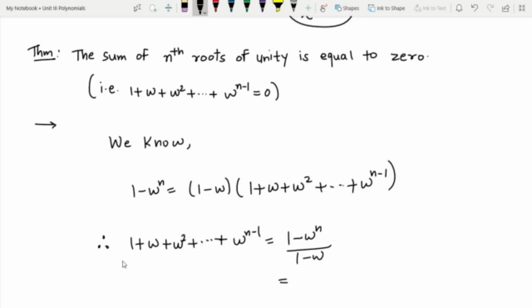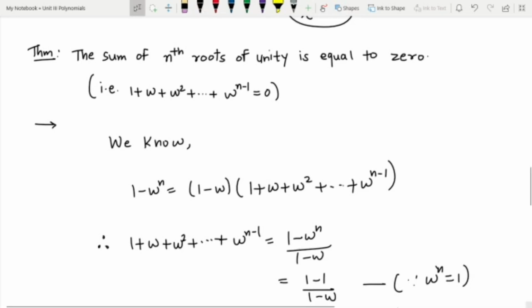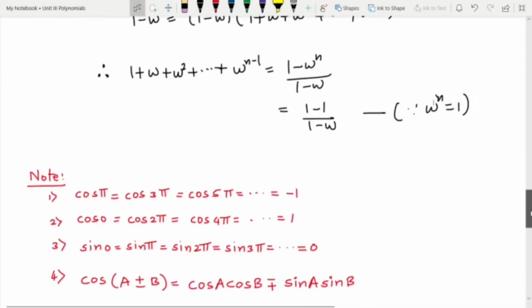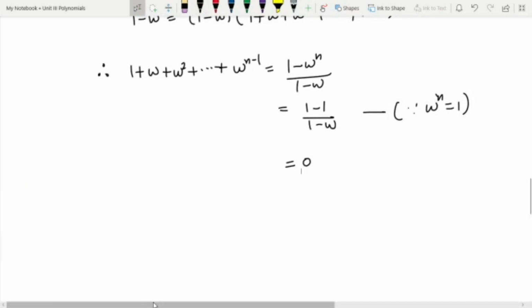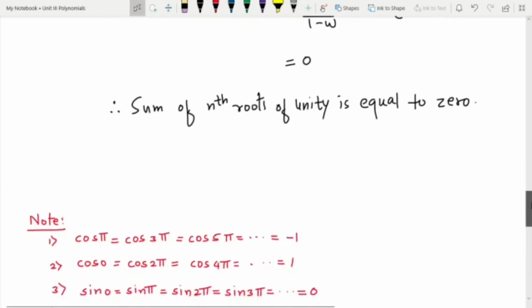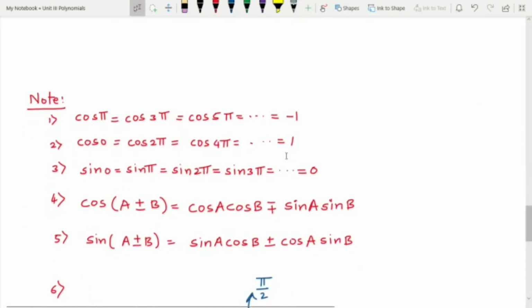But what is omega raised to n? It is 1. So 1 minus 1 upon 1 minus omega, since omega raised to n is equal to 1. That fact we are using. Okay. So 1 minus 1 is going to be what? 0. So in the numerator you are going to have 0. So therefore this will be equal to 0, and that is what we wanted to prove. Therefore sum of nth roots of unity is equal to what? 0.